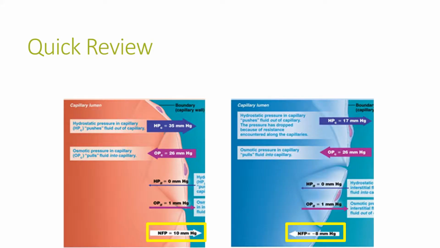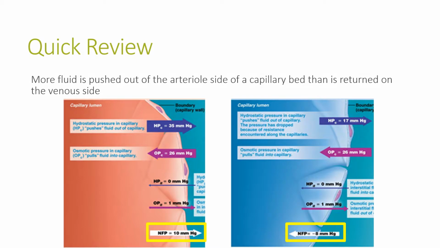As we discussed in the capillary portion of the cardiovascular unit, more fluid is pushed out on the arterial side of a capillary bed than is returned on the venous side, and that would cause fluid to start to pool up or accumulate in the interstitial space between the cardiovascular system and the other body tissues.